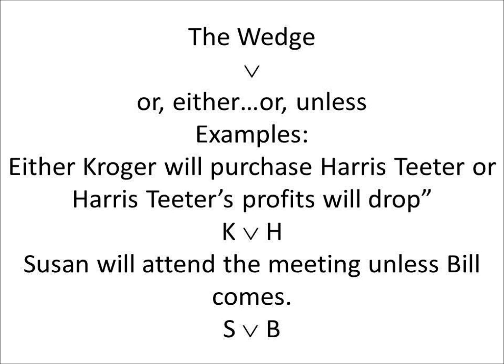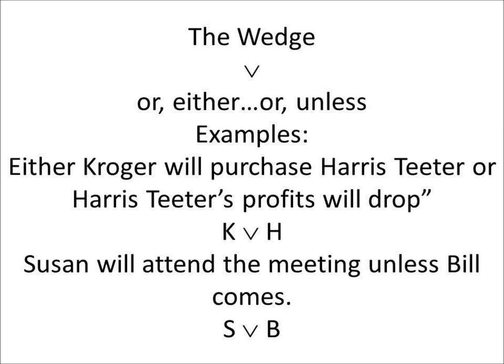Again, you cannot have something like wedge H by itself. A wedge has to connect two units. Second example, Susan will attend the meeting unless Bill comes. S for Susan will attend the meeting. B for Bill comes. That's S wedge B.